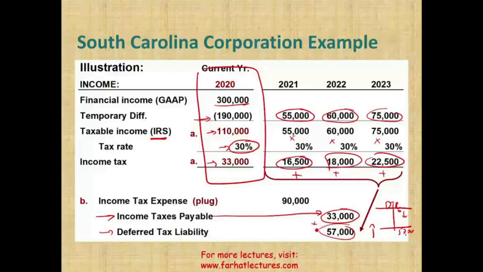Now 33,000 plus 57,000, those two together equal the income tax expense, which is a plug. This is how you compute your income tax. I know this is funny, but income tax expense for financial accounting purposes is a plug. It's the result of the current and the deferred. I'm not going to say plus, because you don't always add. Sometimes you have to deduct if there is any reduction in your deferred tax liability, or when it comes to the deferred tax asset, it's the opposite. So we'll hold on that.